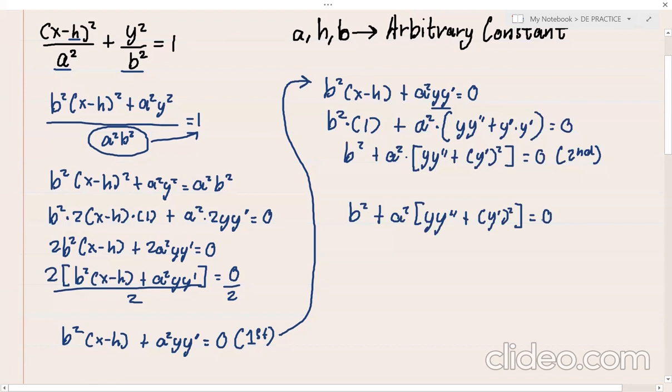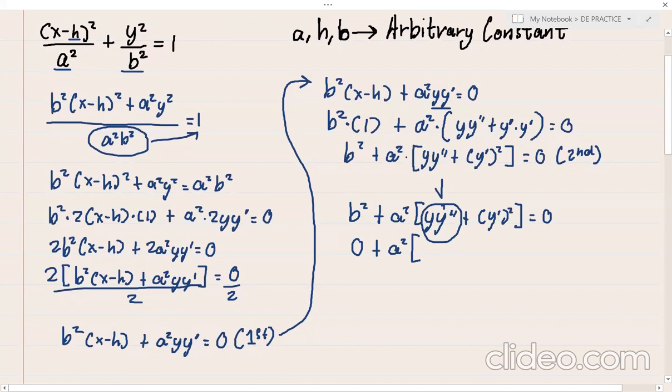Okay. So ano yung third derivative? So ito, ang third derivative ay, this would be 0. Remember, b squared is still a constant. So anong derivative ng constant? 0 pa rin siya. 0 plus a squared times quantity, itong dalawa.